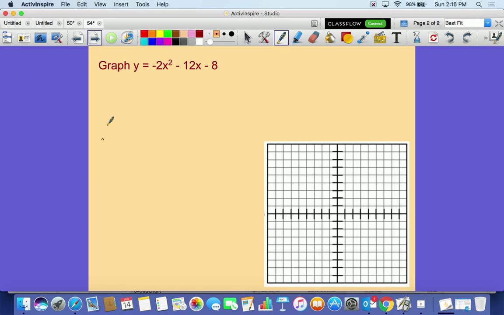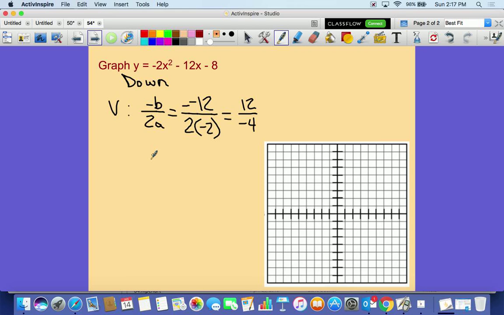Now what we do know about this one is, first of all, it's going down because our a value is negative. Alright, then we need to find our vertex. And once again, that equation is negative b over 2a. Alright, well our b value here is negative 12, so we've got a negative 12 on top, over 2 times negative 2, which gives us 12 over negative 4. Looks like our x value is a negative 3 here.